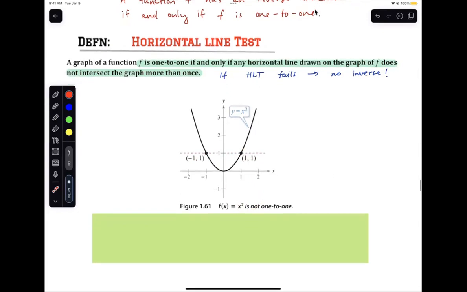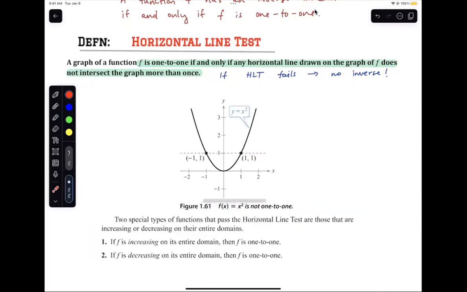There's also another way to test this, and it's the fact that if a graph is always increasing over its entire domain, then it's one-to-one. Or if f is always decreasing on its entire domain, then it's one-to-one. Like if you look at x squared, it's decreasing from negative infinity all the way to 0, and then all of a sudden it starts increasing at 0. So because the behavior changes, that means that at some point it's not going to be one-to-one anymore.